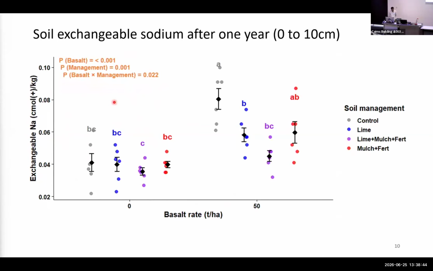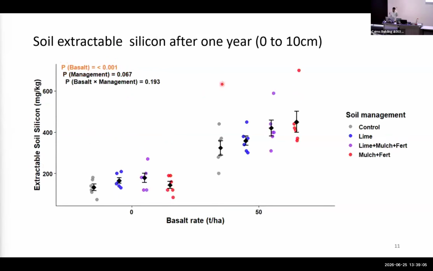The soil exchangeable sodium increased with the application of management and the interaction effect, as you can see here. This is clear evidence of weathering after application of 50 ton of basalt at 0 to 10 centimeter depth. Extractable silicon increased with basalt application. There was no management or interaction effect here. As you can see, the extractable silicon increased with 50 ton application of basalt.